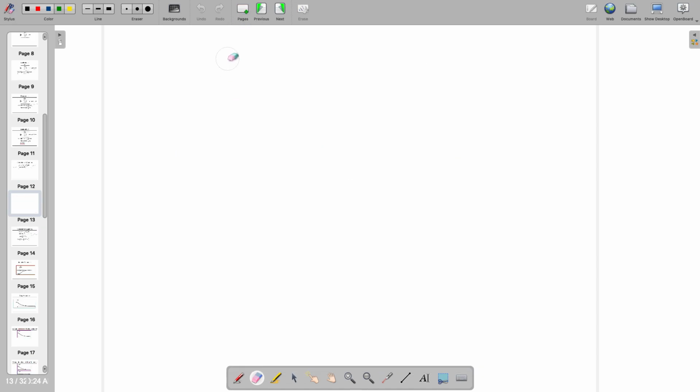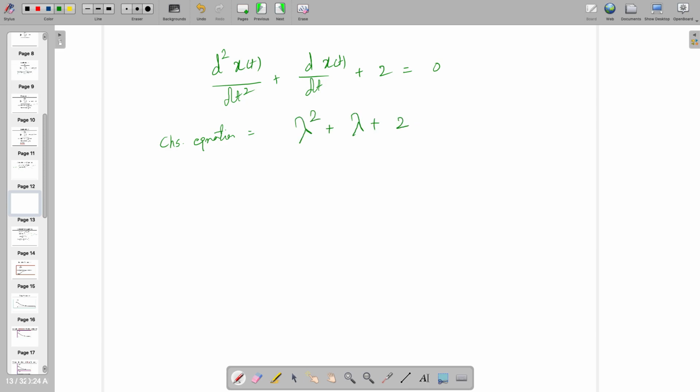If I am not wrong, let's assume d square x of t divided by dt square plus dx by dt plus 2 x of t equal to 0. You used to write down something called the characteristic equation, no? So the characteristic equation is lambda square plus lambda plus 2 equal to 0. This entire thing he is calling h of p, but instead of lambda, he doesn't like lambda, so he writes p. Are you following this?